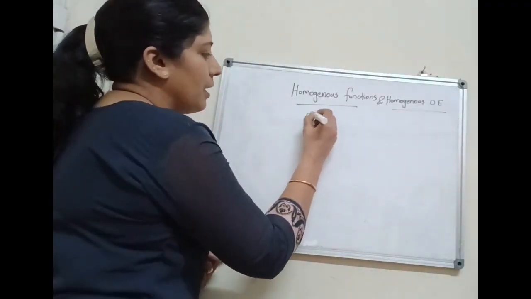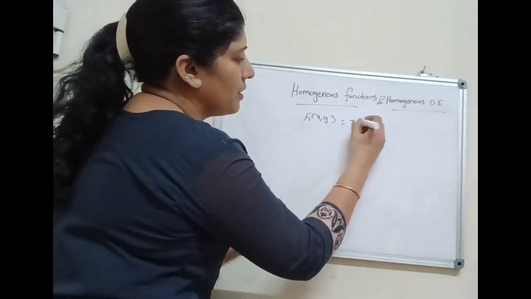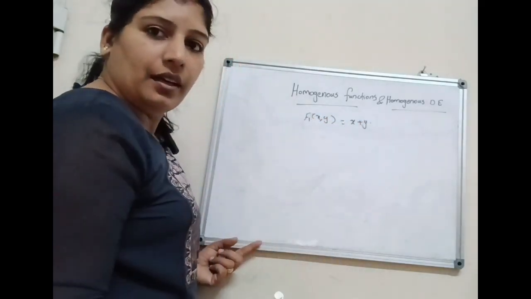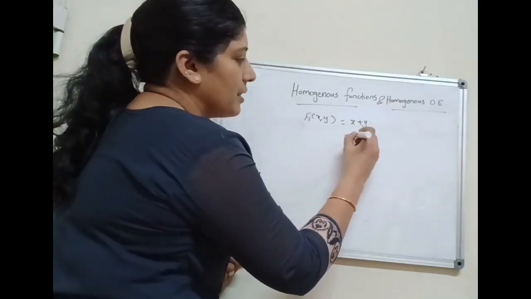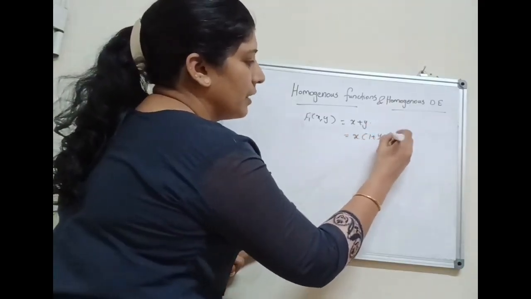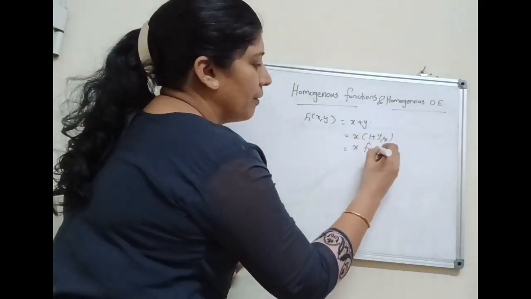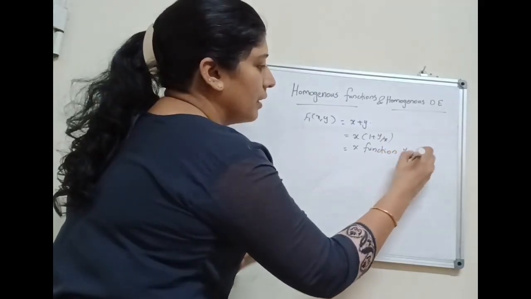Let us consider the function f1 of x, y equal to x plus y. Here it can be written as x into 1 plus y by x, that is equal to x into a function of y by x.